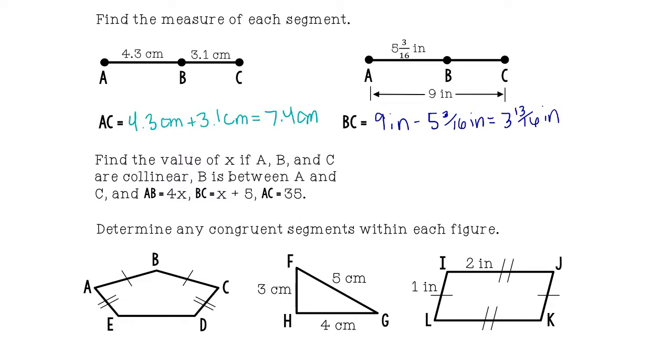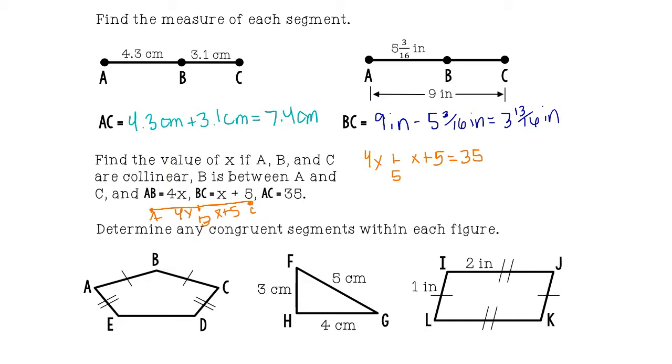All right, find the value of X. If A, B, and C are collinear, B is between A and C. I like drawing a picture. A, B, and C are collinear. B is between A and C. AB is 4X. BC is X plus 5. And AC is 35. And we want to know X. So we know that 4X plus X plus 5 is going to give us 35. We have one equation, one unknown. We can solve for X.